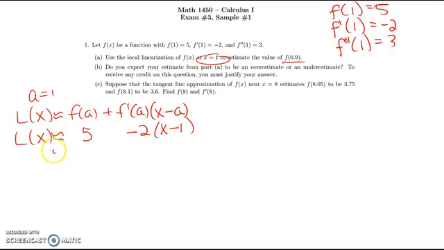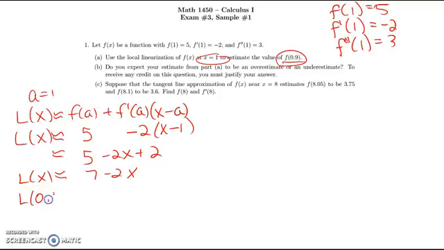All right, so let's simplify that. 5 minus 2x plus 2, that's 7 minus 2x. So this is our linearization equation at x equals 1. So they want us to estimate f of 0.9. So we're going to use 0.9. 7 minus 2 times 0.9 is 5.2. So this should be the answer to A.